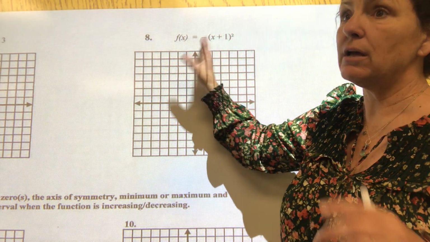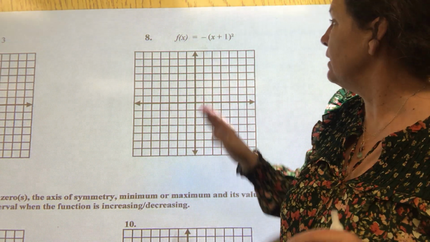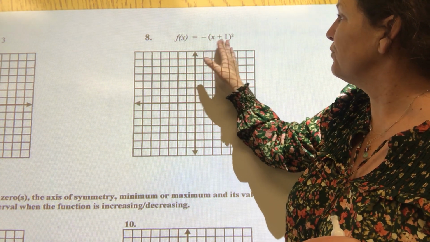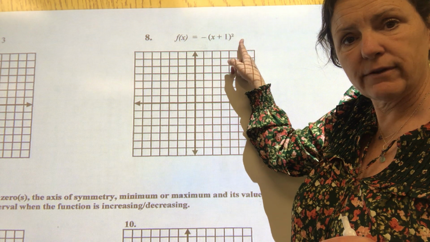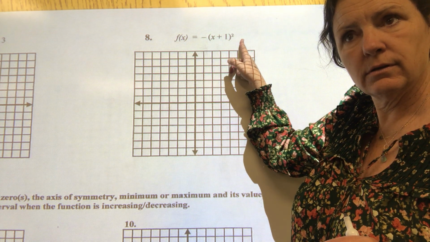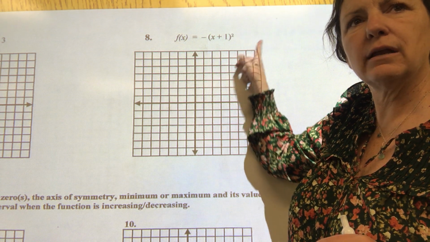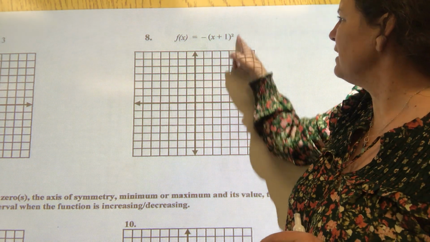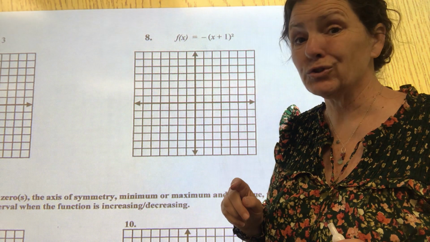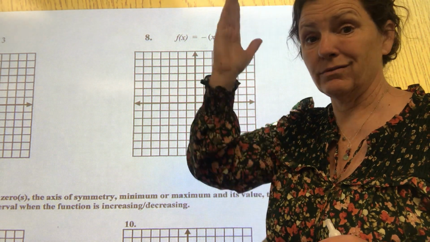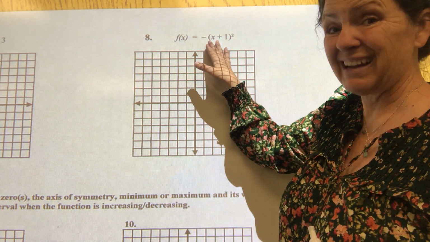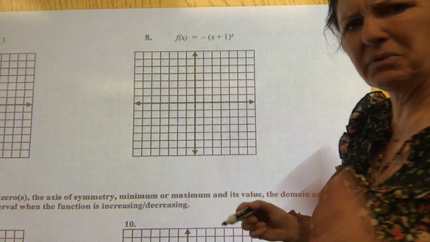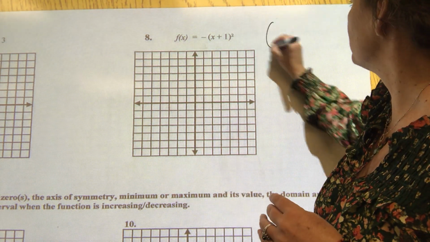Okay, so I see it's going to be flipped downwards. I see that there's a horizontal shift. Where the heck's my vertical shift? I don't see anything here. If I don't see anything here, there is no vertical shift. It doesn't go up or down. This one only goes side to side. Well, what the heck? Let's see what that looks like as a vertex.